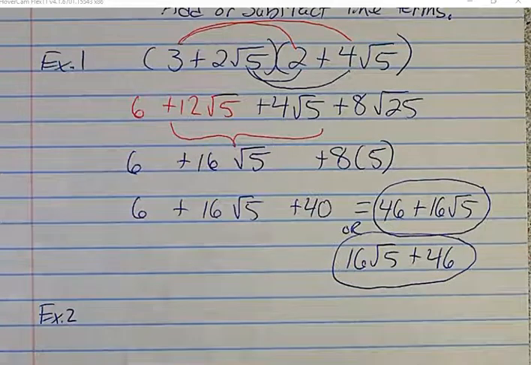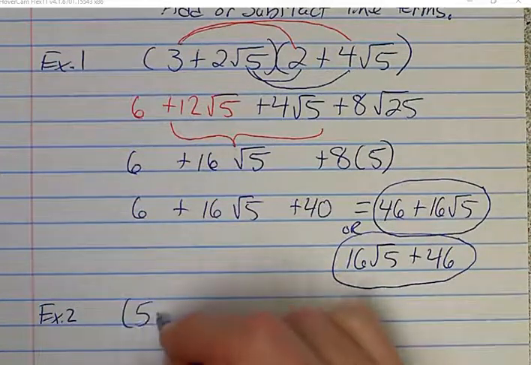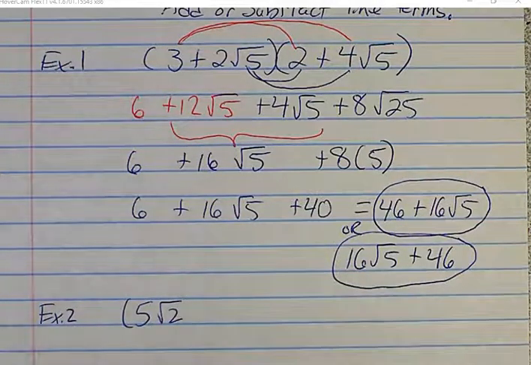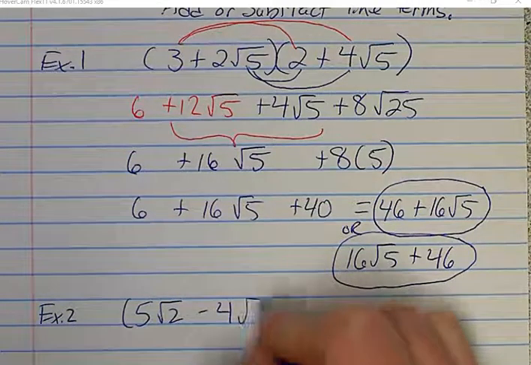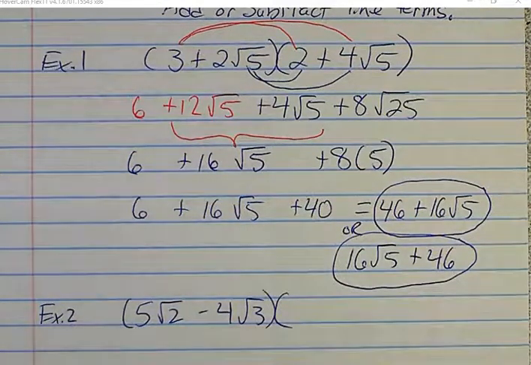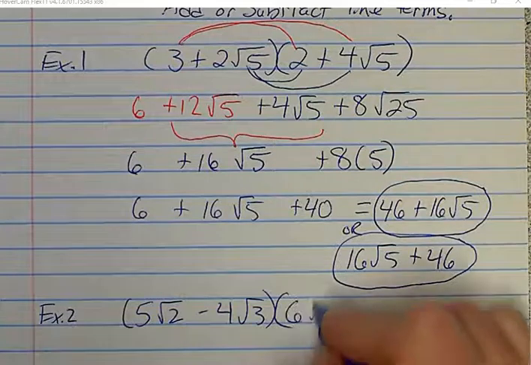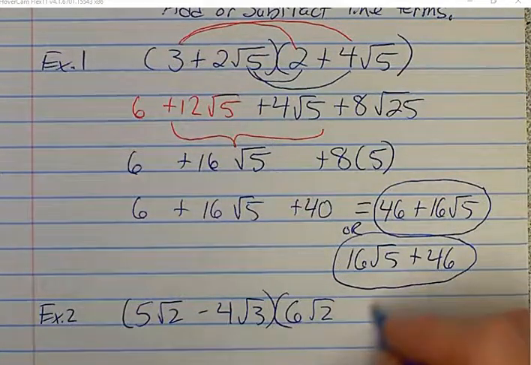Okay, so let's give you one where we've got square roots everywhere. Let's go 5 square root of 2 minus 4 square root of 3, and 6 square root of 2 plus 7 square root of 3.